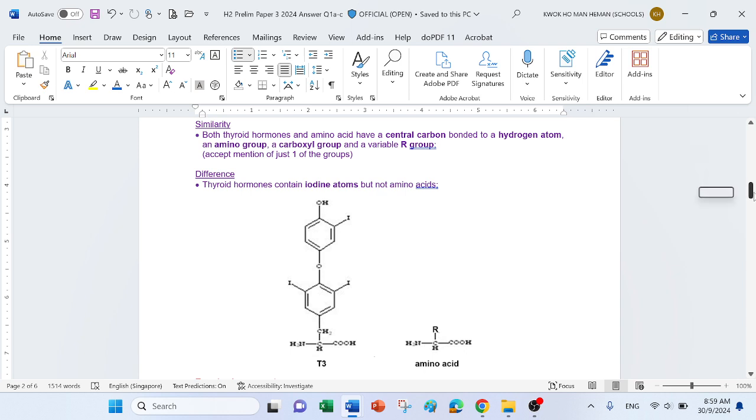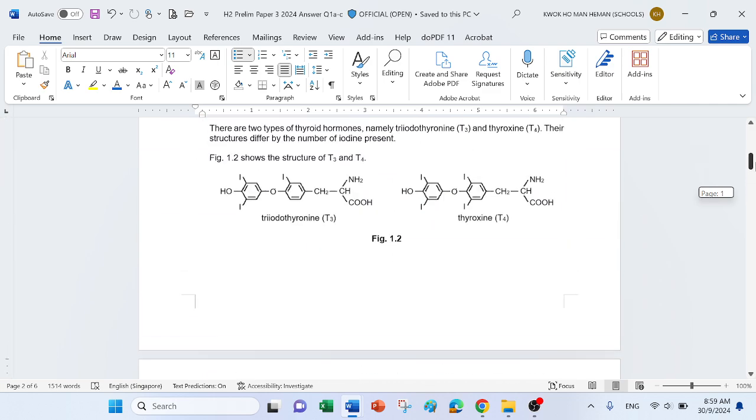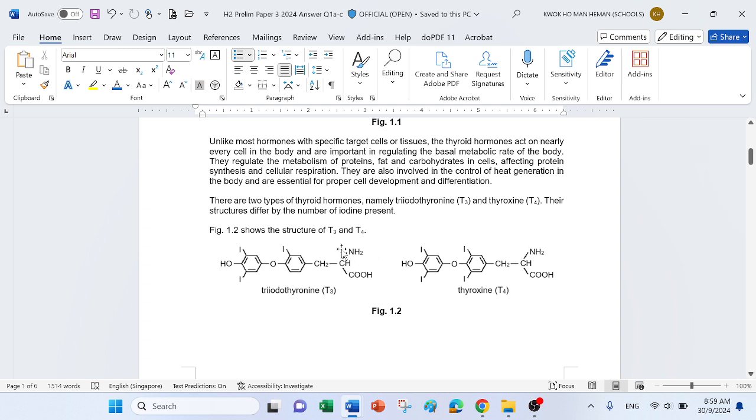Going back to figure 1.2, some of you mentioned you have the amino group here, the carboxyl group here, and they are found on one side.